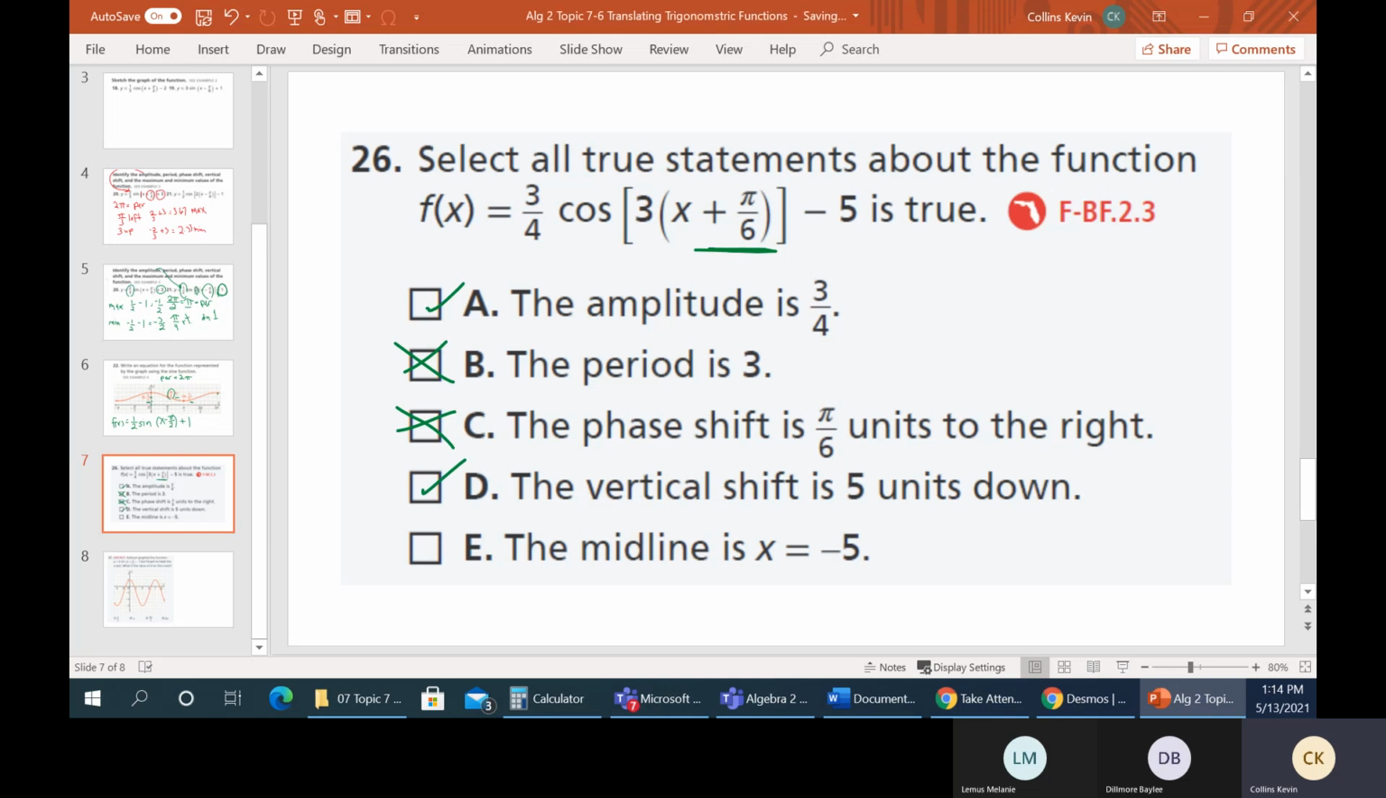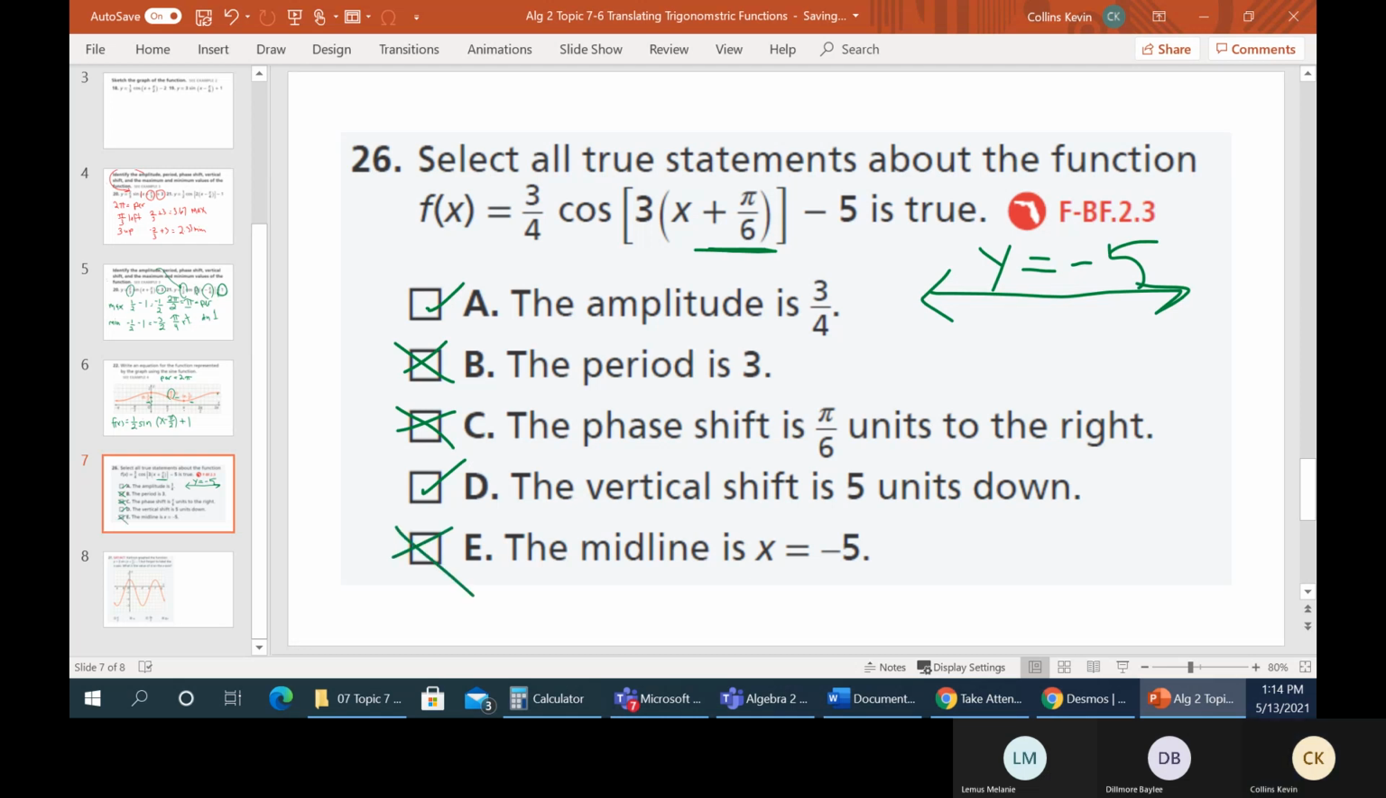Okay, so the midline is x equals minus 5. Okay, that's wrong because the midline is going to be going this way. And if you've got a flat line going this way, it's y equals some number. And it would be minus 5 if it was y equals minus 5. But x equals minus 5 goes up and down, so he's out.